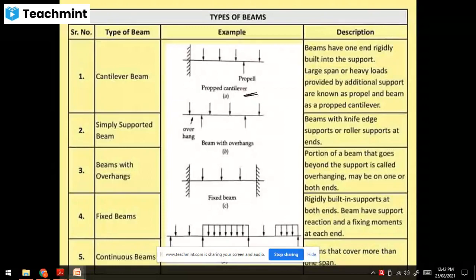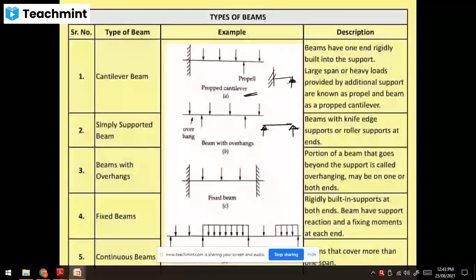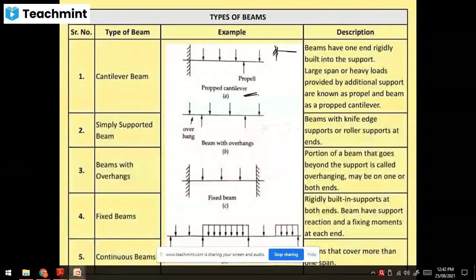Yeah, thank you. So now types of beams. Simply supported beam: both ends are simply supported. Then cantilever beam: one end is fixed, the other is free. For propped cantilever, one end is fixed and the other is simply supported.